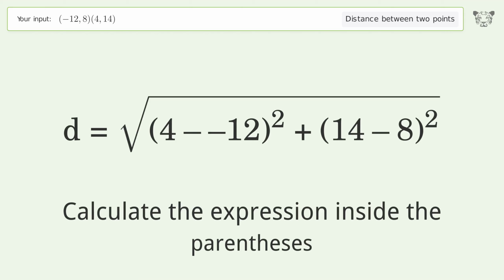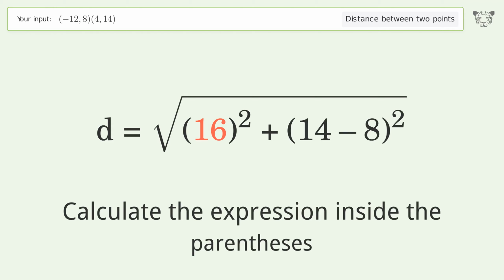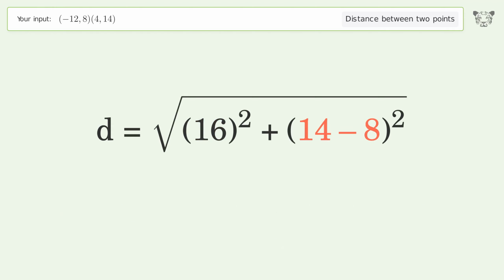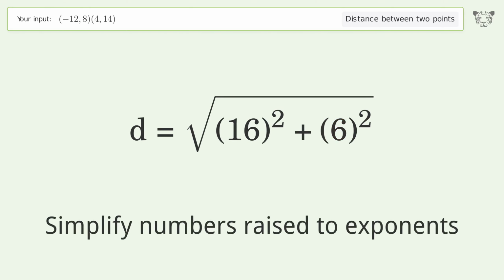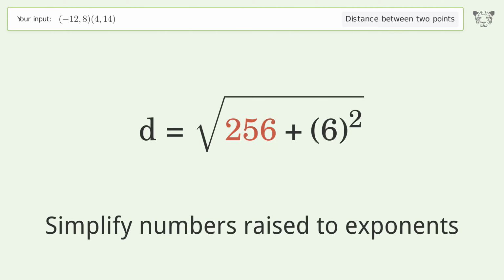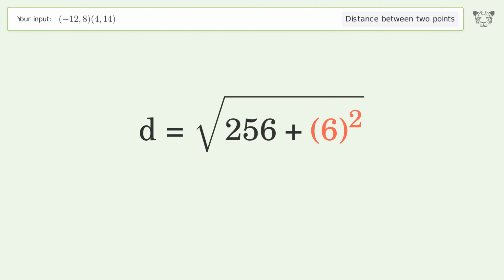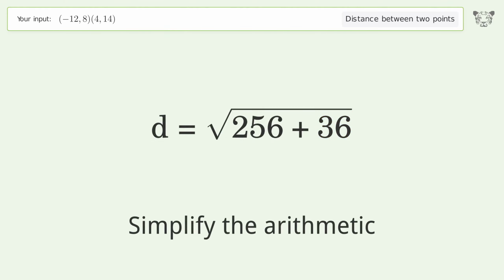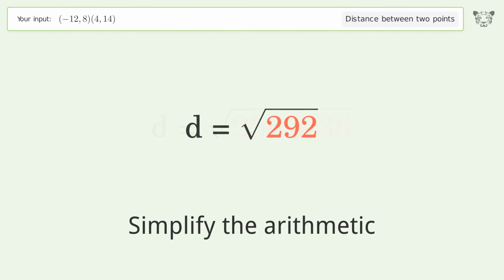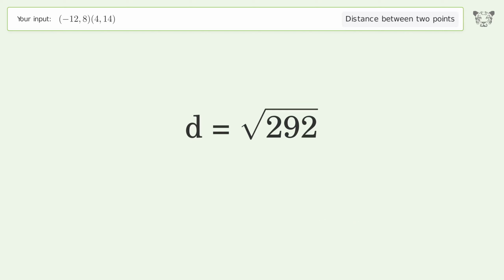Calculate the expression inside the parentheses. Simplify numbers raised to exponents. Simplify the arithmetic. And so the distance between the 2 points is the square root of 292, or 17.088.